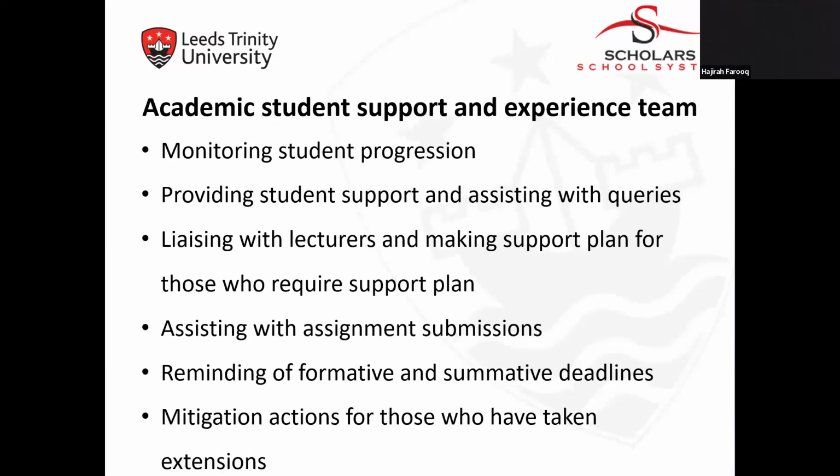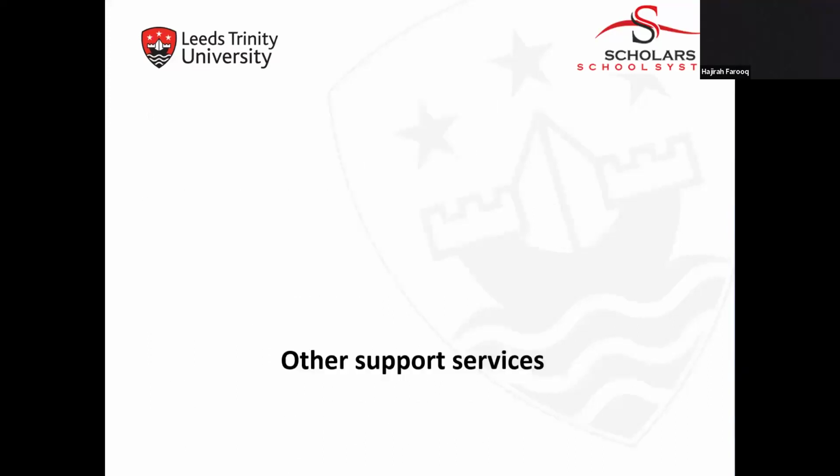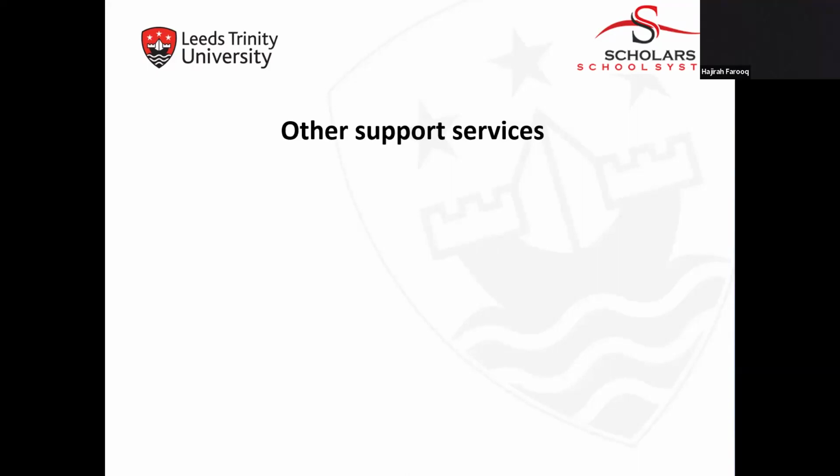After that, we discussed each of the departments and how they provide support to the students. We started off with the academic student support and experience team. They basically monitor student progression, provide student support and assist with queries. They liaise with lecturers and make support plans for those who require them. They assist with assignment submission. These are some of the things that the academic support team does for the students.